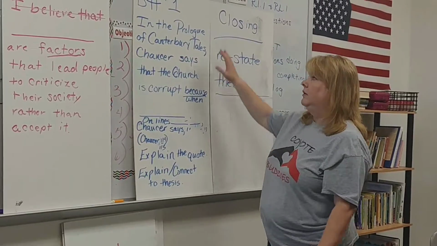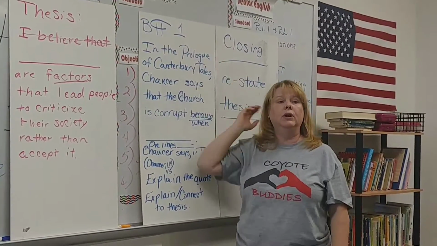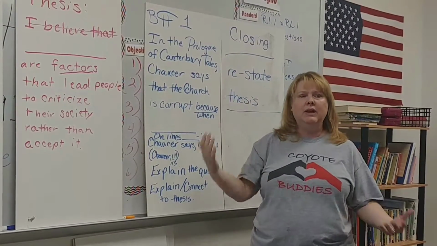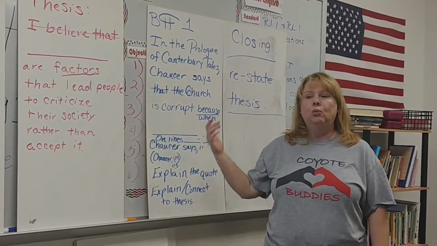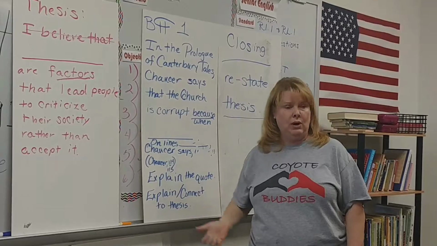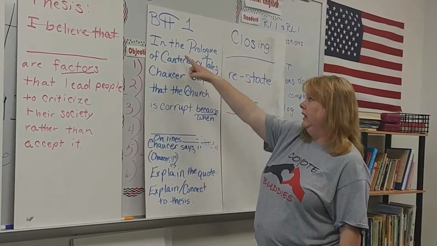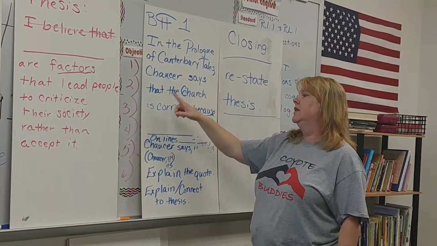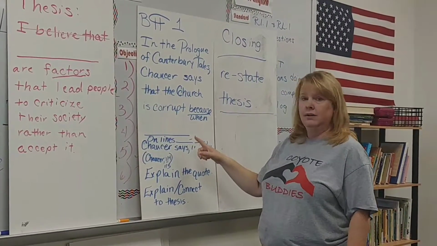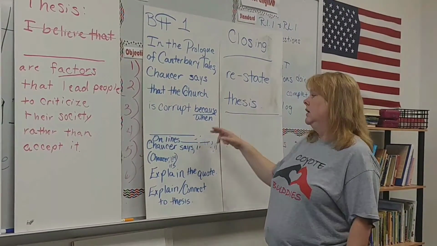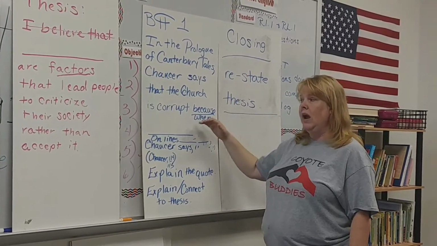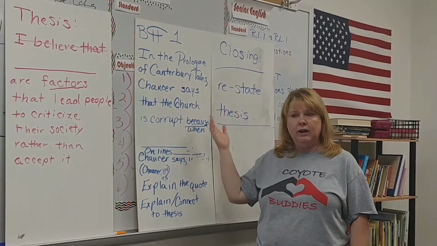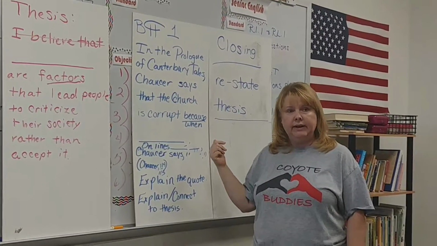Okay? So in our first body paragraph, I said we're going to talk about Canterbury Tales, right? So I put, and I want to make it as clear as possible what I'm talking about and who I'm talking about, right? So in the prologue of Canterbury Tales, comma, Chaucer says that the church is corrupt, right? Because or when, and then finish that line. We have our own reasons on why we think Chaucer said what he did, right?